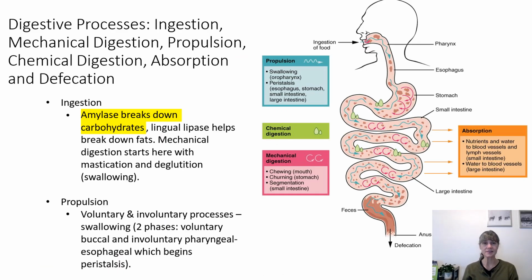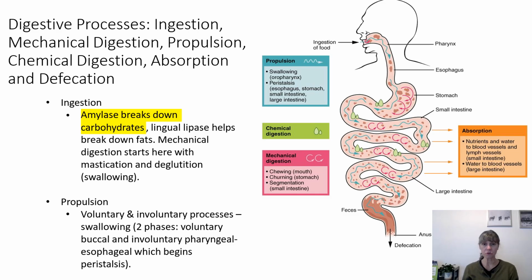The digestive processes include ingestion, mechanical digestion, propulsion, chemical digestion, absorption, and defecation. We begin the process of ingestion by taking food into the mouth and chewing it, which is known as mastication, and swallowing, which is known as deglutition. That helps to mechanically break down food while mixing the food with amylase, which helps to break down carbohydrates, and lingual lipase, which helps to break down fats.